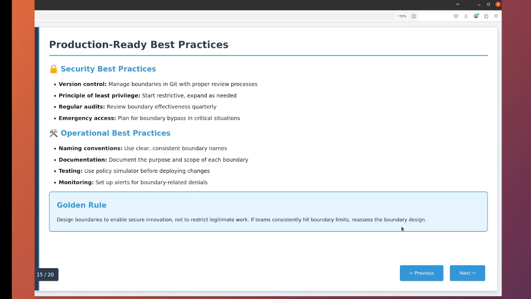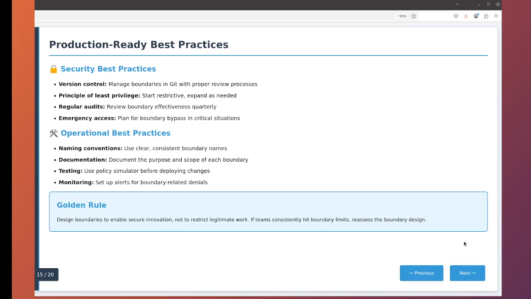Test boundaries thoroughly before deployment. Create test users and roles. Attach your boundaries and verify they work as expected. Use the policy simulator extensively. Monitor boundary effectiveness with CloudTrail. Look for patterns of denied actions that might indicate boundaries that are too restrictive or legitimate use cases you hadn't considered. Plan for exceptions and emergency access.